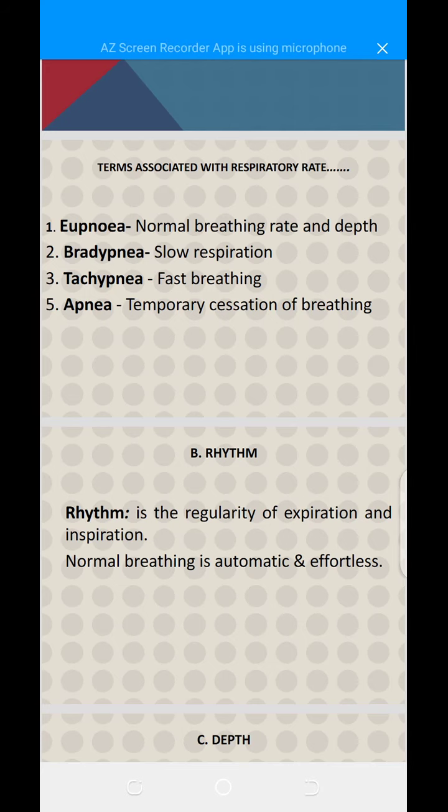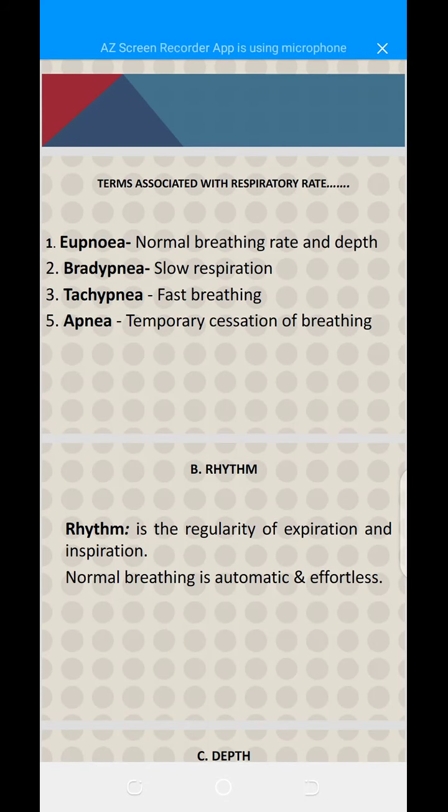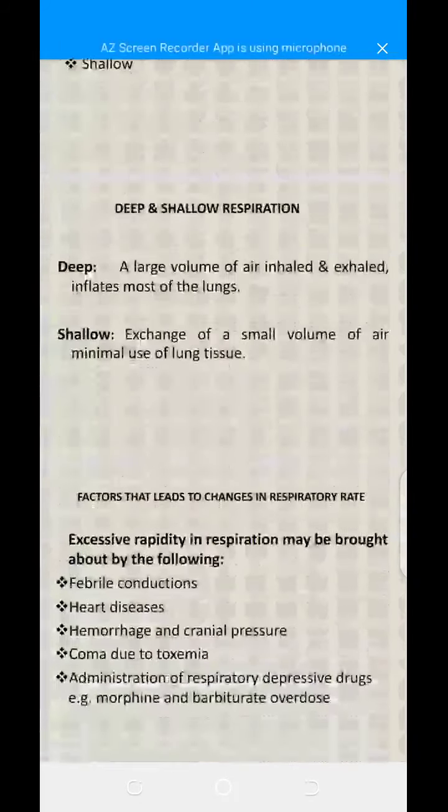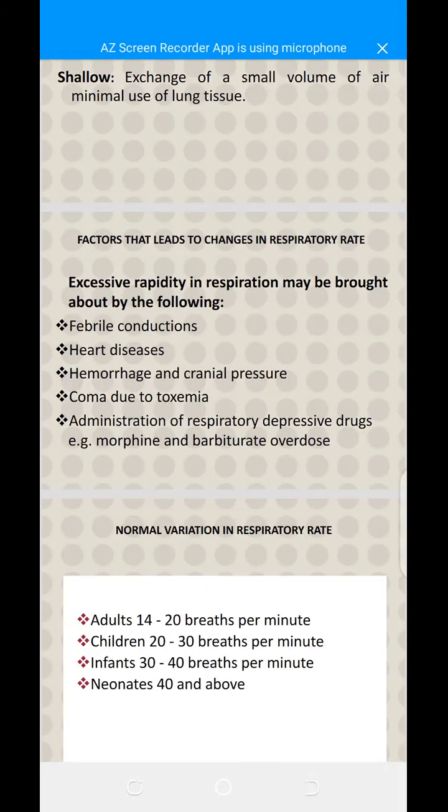We have what we call apnea, which is the absence of respiration or temporary cessation of breathing. When a person or a patient is not respirating at all, that is what we call apnea.